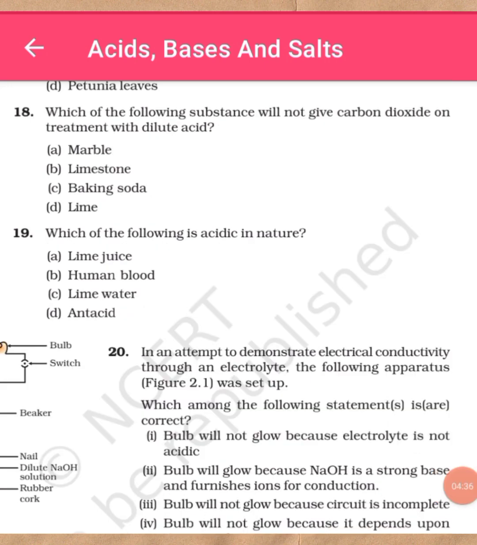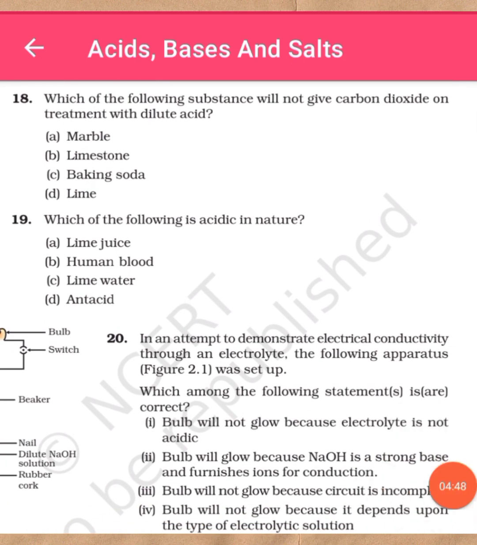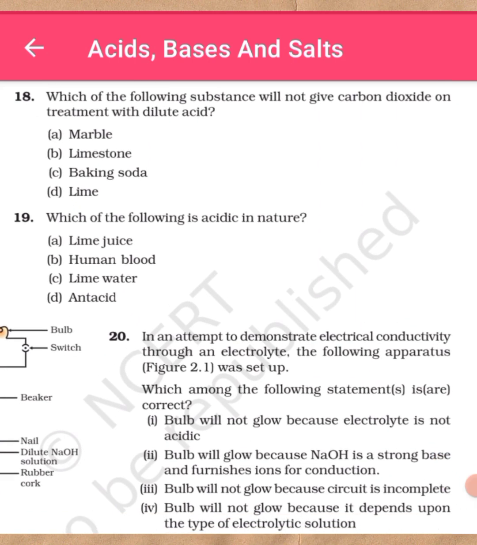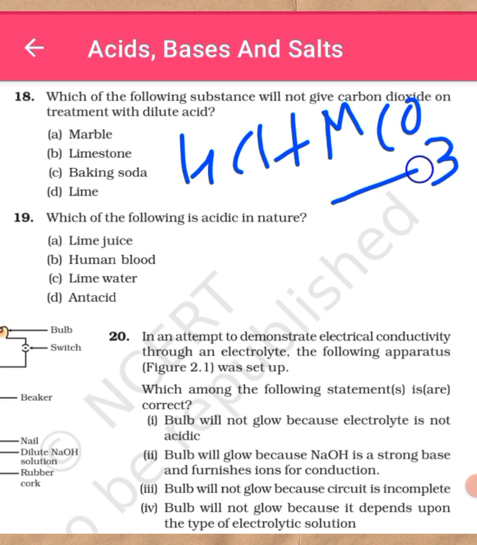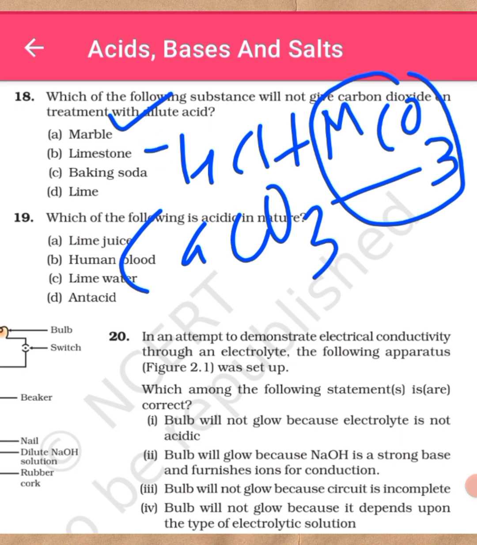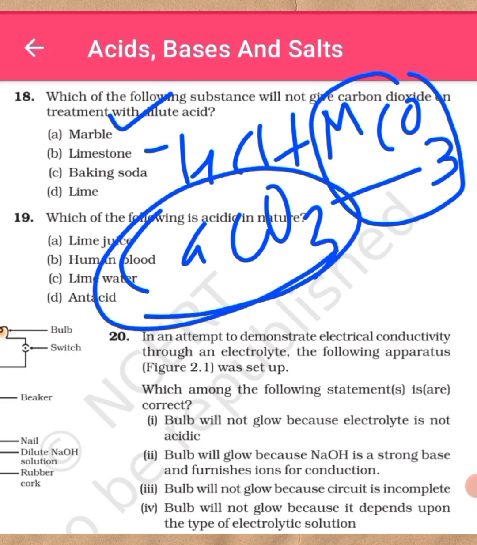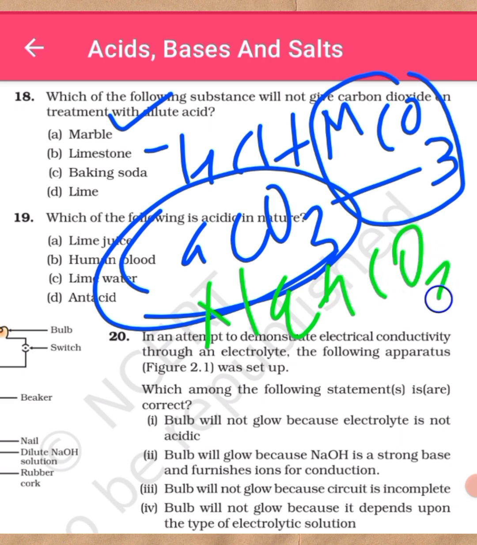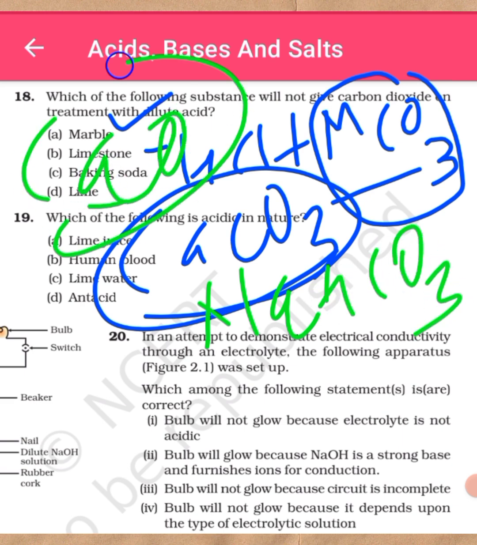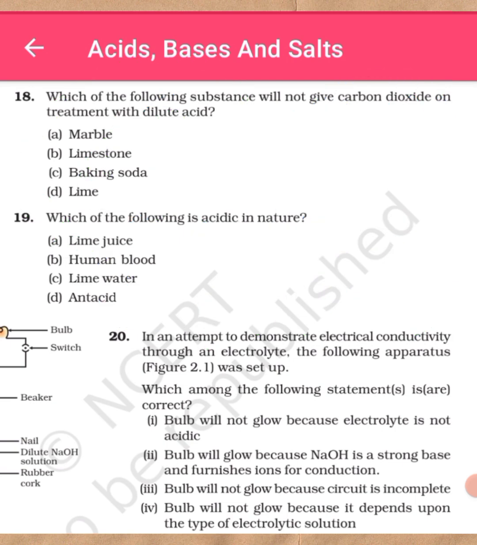Question number 18. Which of the following substances will not give carbon dioxide on treatment with dilute acid? Carbon dioxide can be released if acid reacts with a metal carbonate. So we can identify the metal carbonate here. Marble is CaCO3, limestone is also CaCO3, baking soda is NaHCO3, and lime is CaO. This is not a metal carbonate, so the answer of this question is lime. That will not give carbon dioxide on treatment with dilute acids.